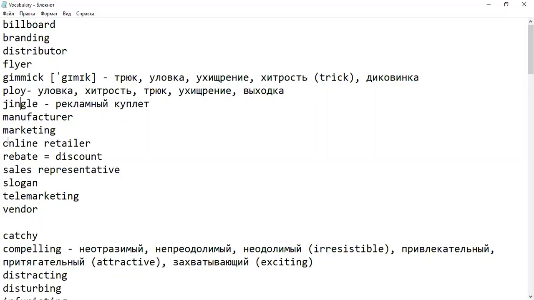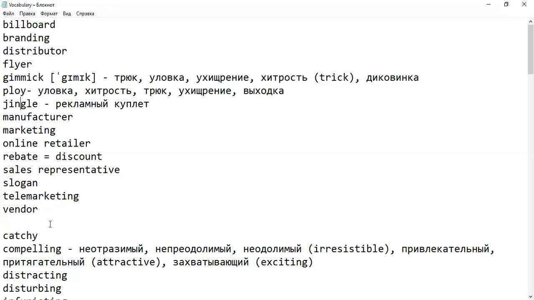It's also part of a marketing campaign. Telemarketing, this is when they sell something. Well, maybe by calling you, by dialing your phone number and offering you something. Vendor, that's a person who sells something. Maybe you have heard this expression, vending machines. This is where you can insert a coin and you can get a cup of coffee or a bar of Snickers, a bar of chocolate, or something like that.